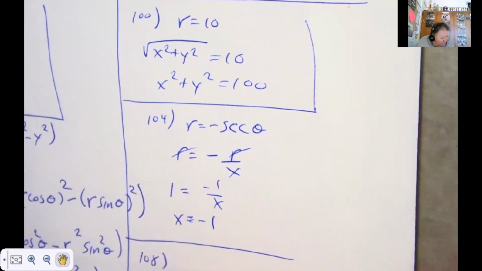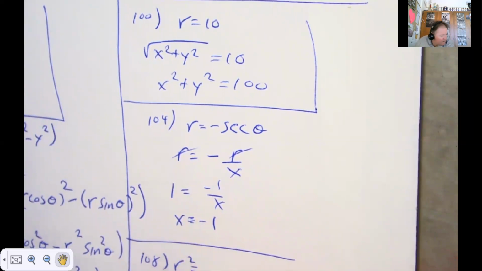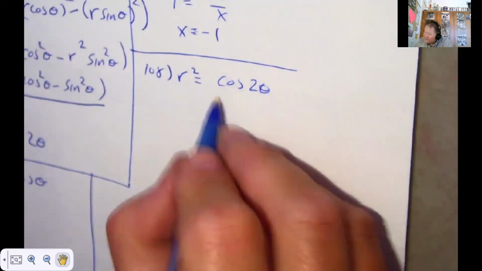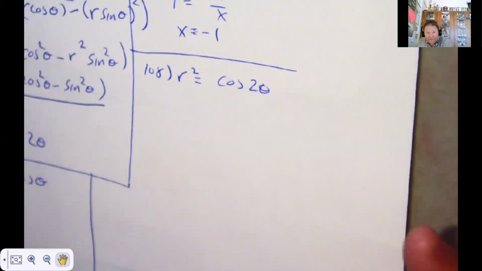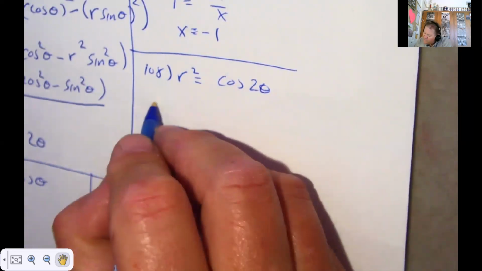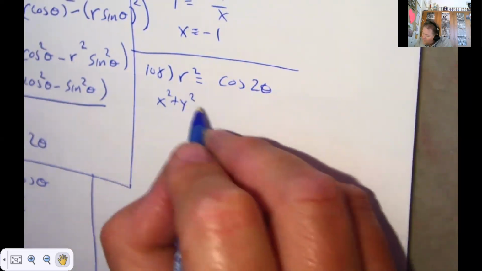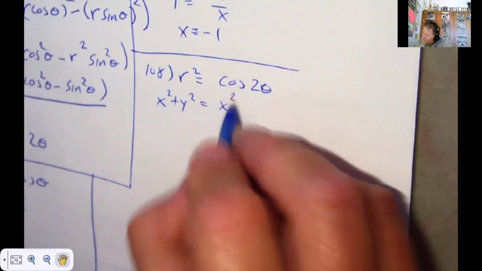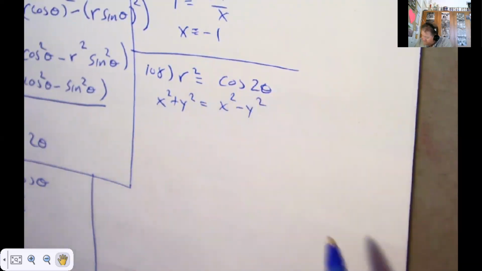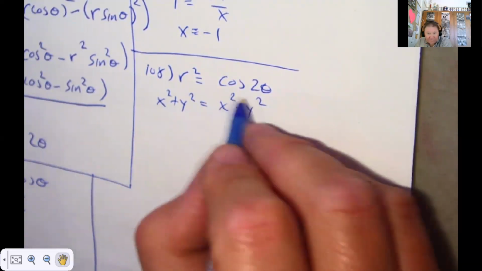108. r squared equals the cosine of 2 theta. Okay, and I think there's going to be that identity, but we'll try it and see. So what is r squared? It's x squared plus y squared. And what is the cosine of 2 theta? It's x squared minus y squared. That's a double angle identity.